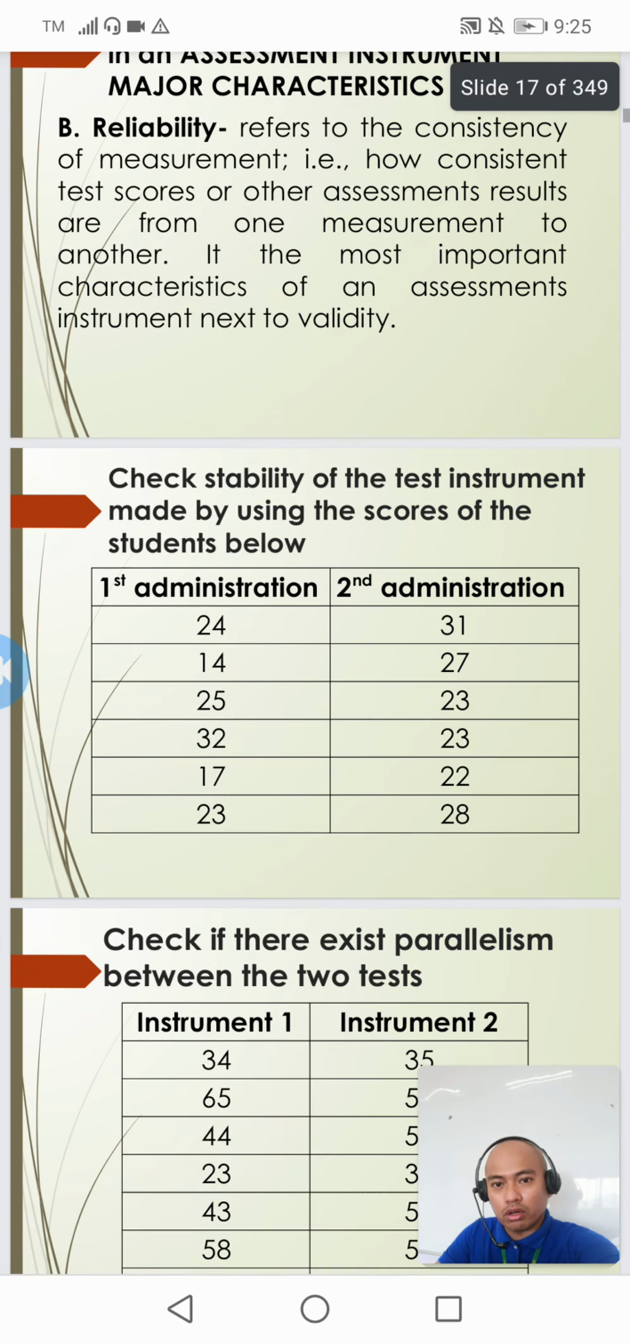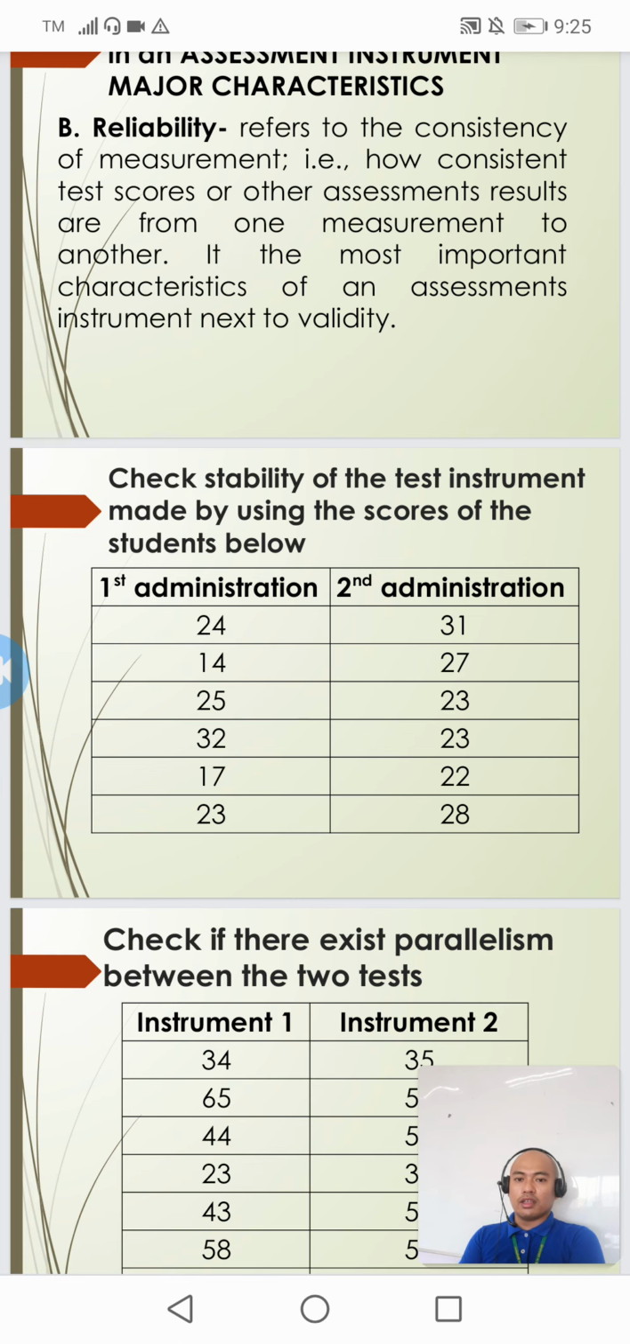So this is one way in checking the stability of the test instrument. We will administer the test instrument twice. Yung first administration, say for example, ito yung kanyang result. Then second administration, yan yung kanyang result. How do we know if the scores of the students are stable or not on that particular exam? We will again do correlation analysis in this case.